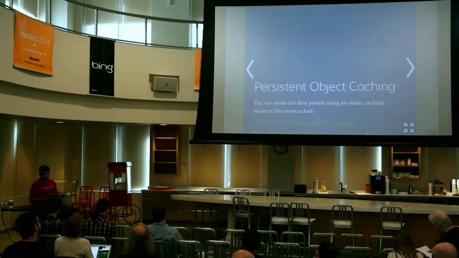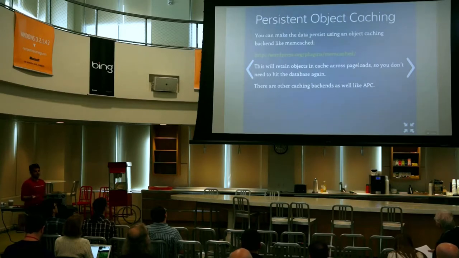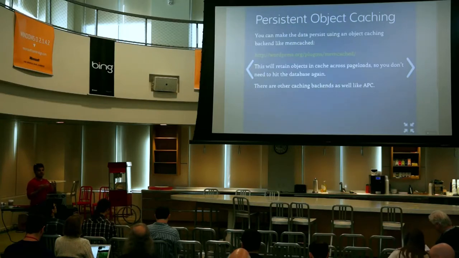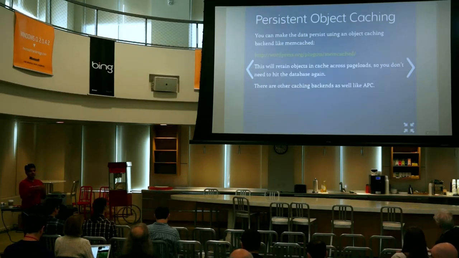So we can actually account for that by using persistent object caching. The idea is that instead of each page load being unique to itself, you can have each page load share data values, because there's some stuff that's not going to change. An option value that you fetch from the database for one user is not going to change for the second user, because it's from the database. So what we want to do is basically have those cache values persist.